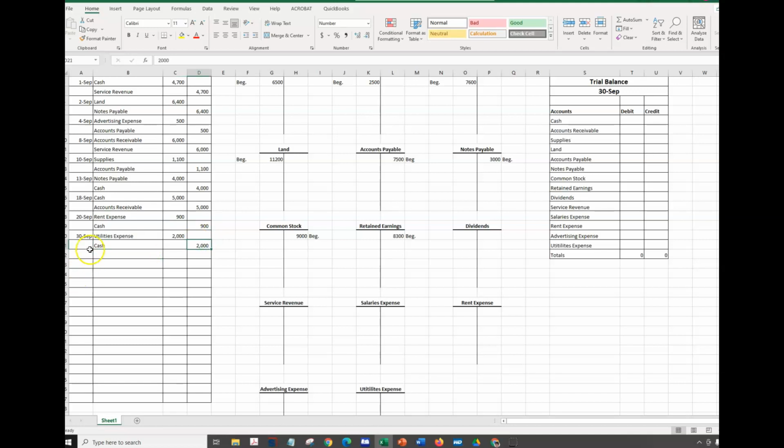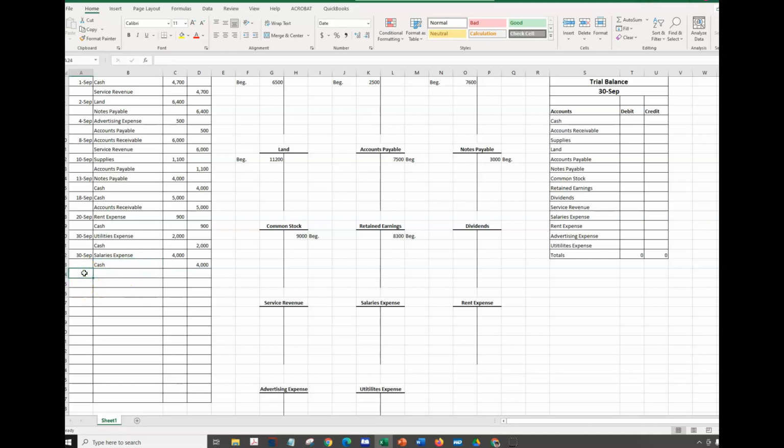September 30th. Pay employees $4,000 for salaries for the month of September. So again, salaries expense. We always debit expenses, so we're going to debit salaries expense for $4,000. We need to credit something for $4,000. If we paid it, and hopefully we paid it in cash because our employees will not be happy if we didn't, we credit cash, reducing cash by $4,000.